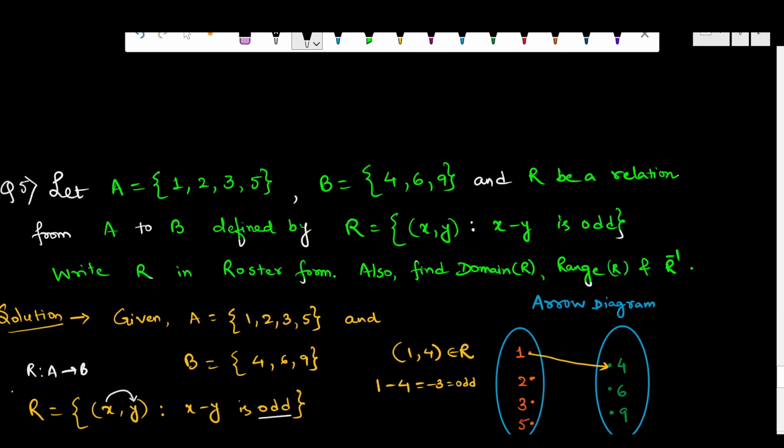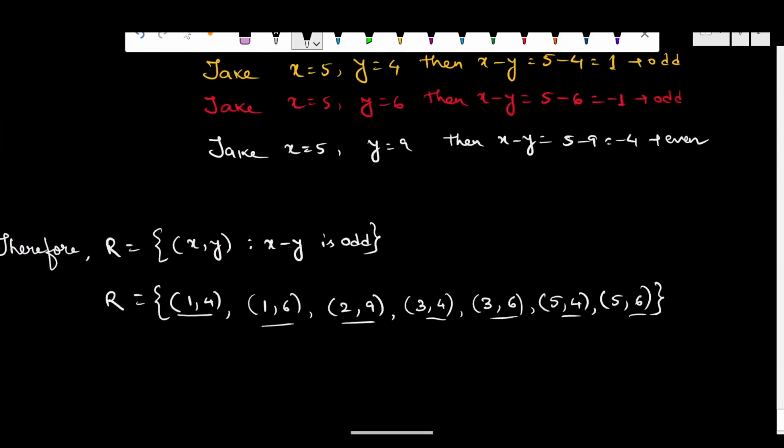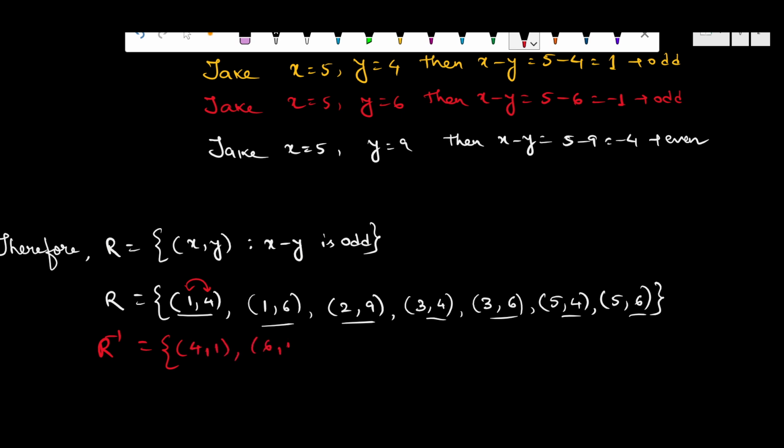So we need to find the domain, range and R inverse. Since we have got this R, we can easily find R inverse by interchanging the positions. Right? 4, 1; 6, 1; 9, 2; 4, 3; 6, 3; 4, 5 and 6, 5.